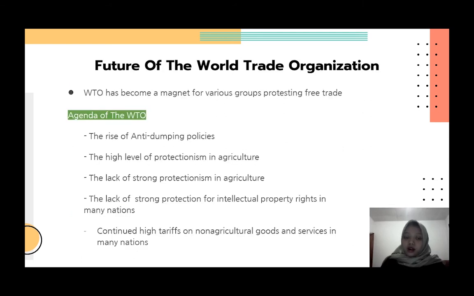Next, I will share about the future of the World Trade Organization. The World Trade Organization has become a magnet for various groups protesting free trade. The agenda of the World Trade Organization: first, the rise of anti-dumping policies. Second, the high level of protectionism in agriculture. Third, the lack of strong protectionism in agriculture. Fourth, the lack of strong protection for intellectual property rights in many nations. And the last one is continued high tariffs on non-agricultural goods and services in many nations.